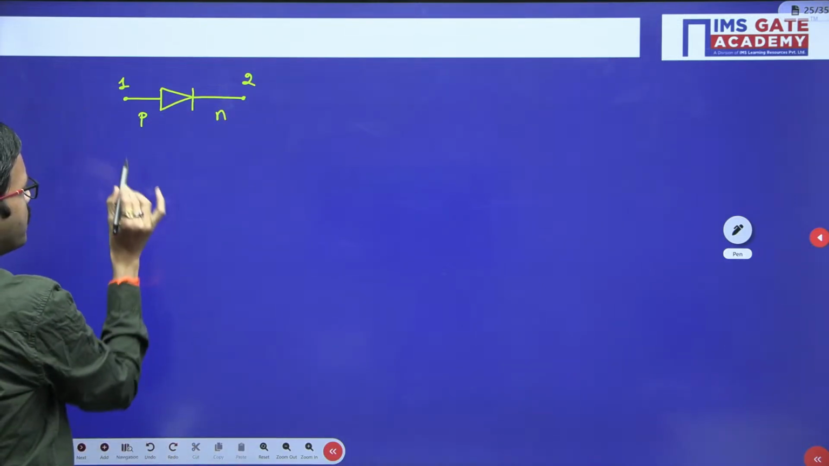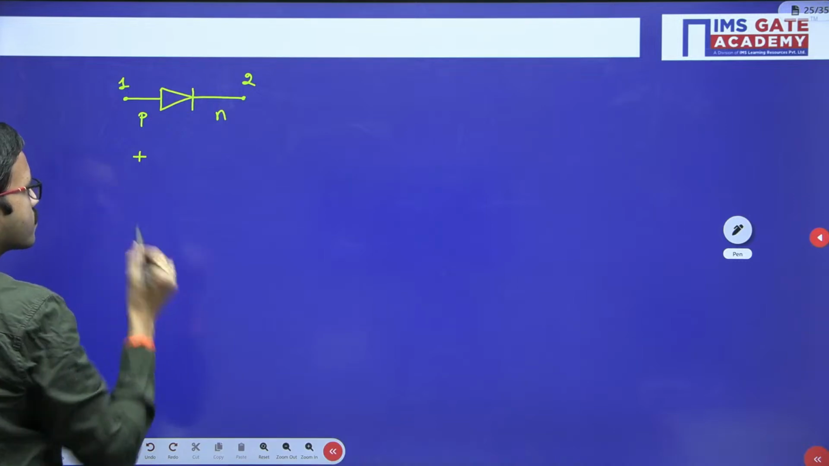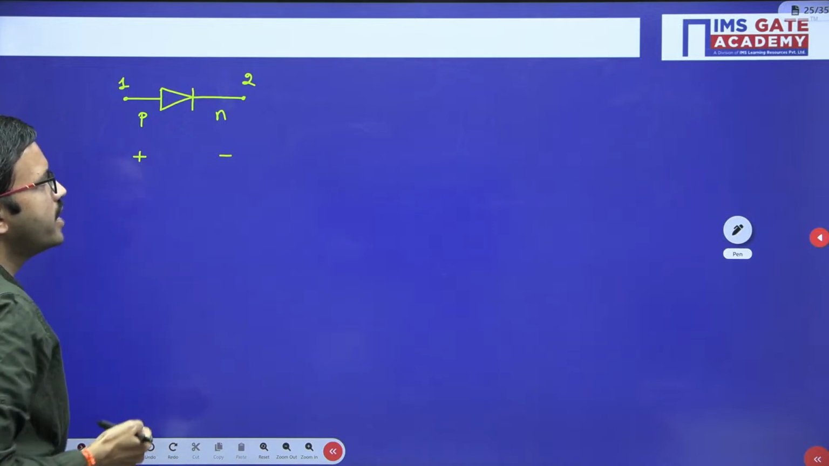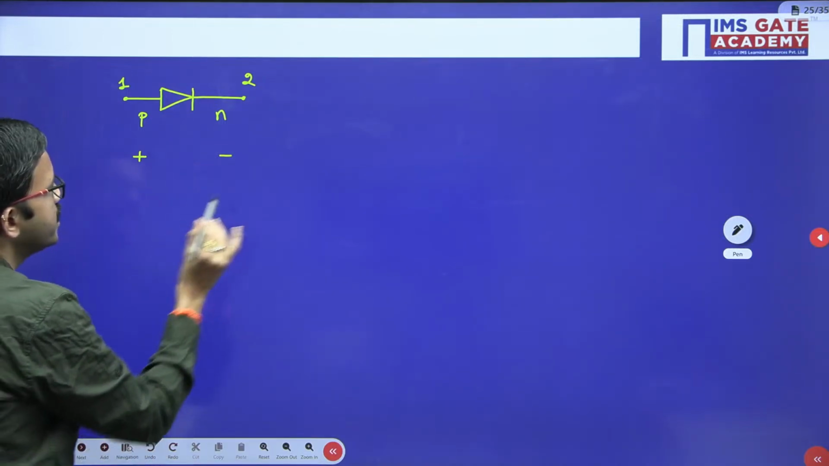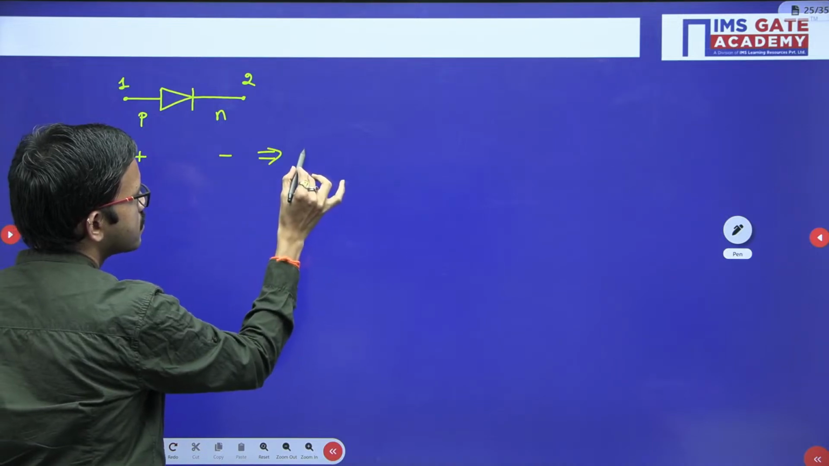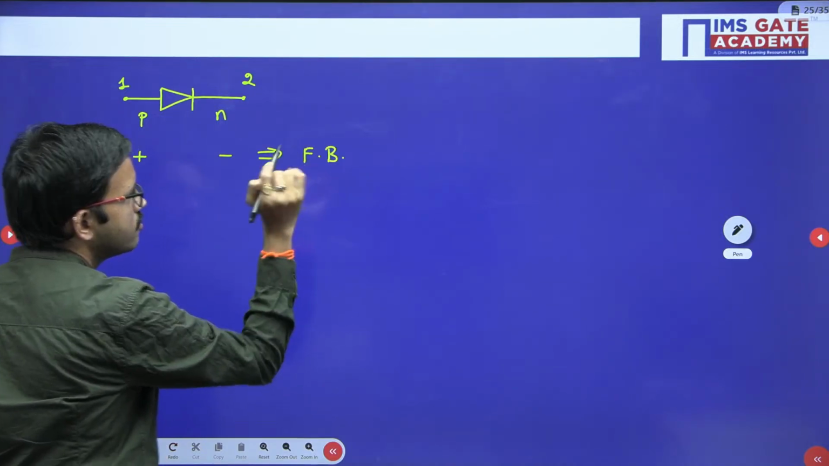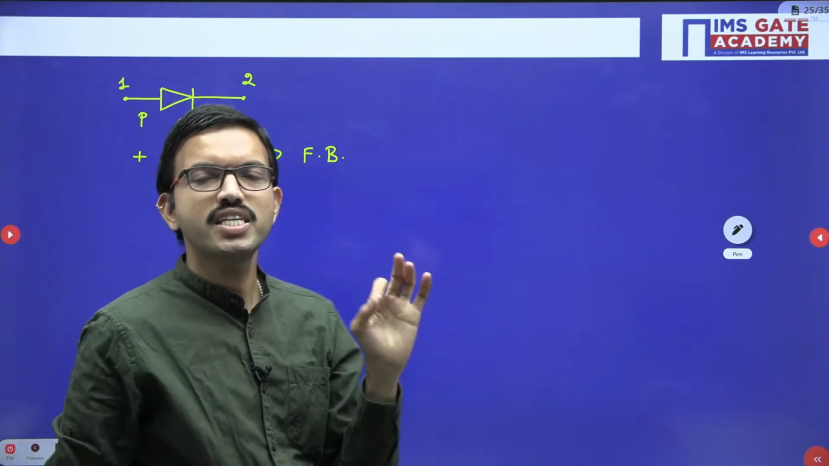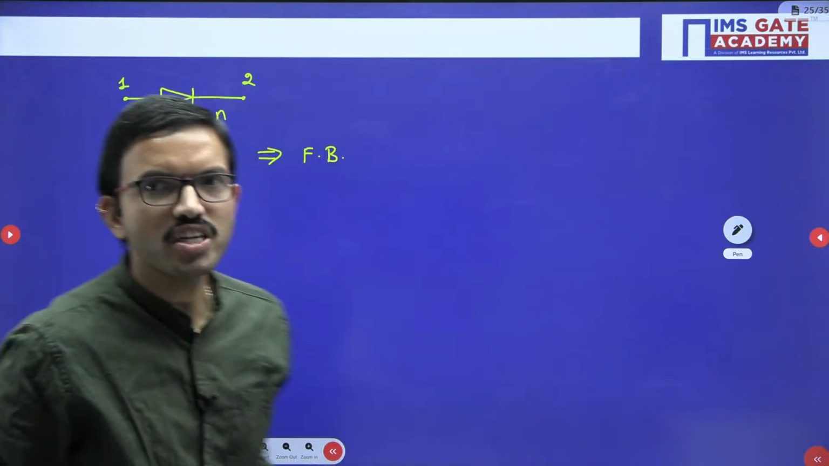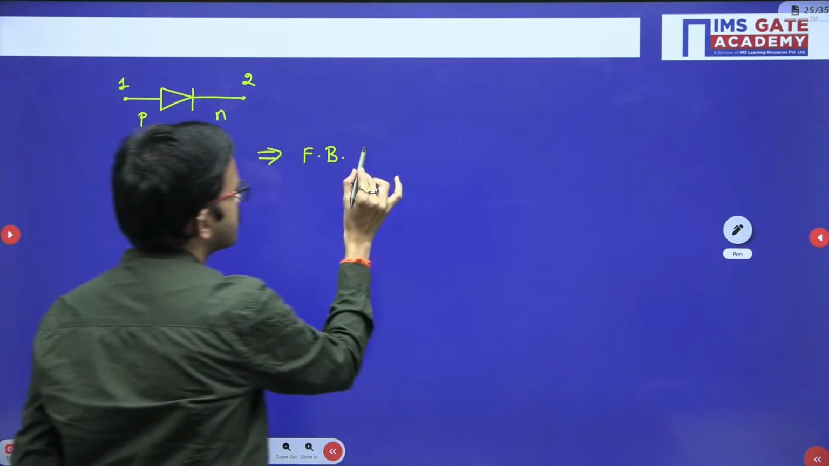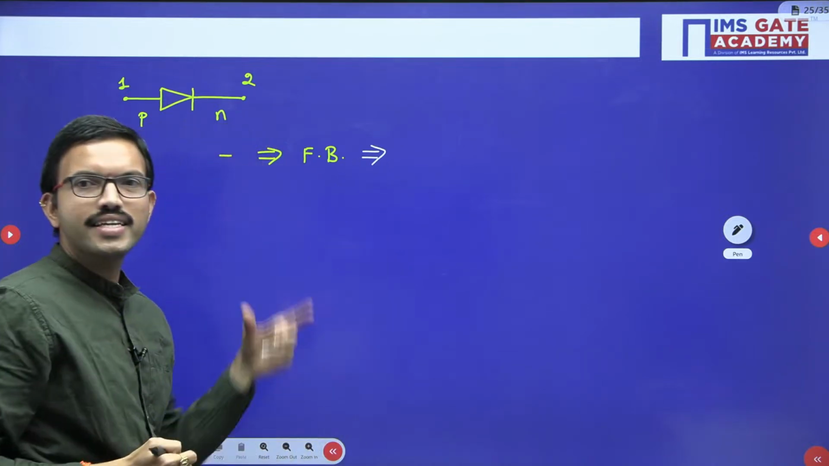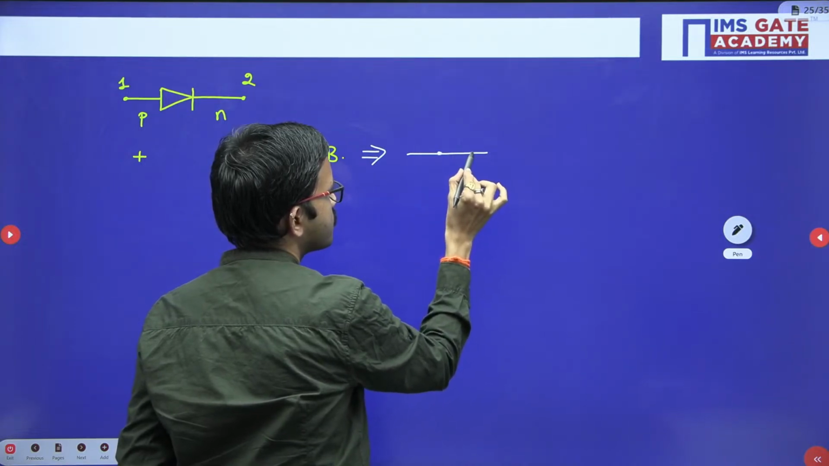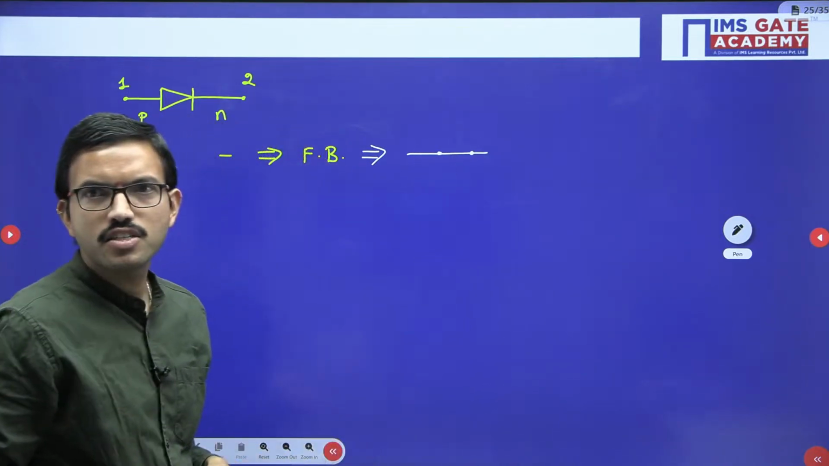When the P terminal is connected to polarity plus and the N terminal to polarity minus with respect to voltage, then in that case the diode is in forward bias. For the time being I have considered the ideal case. Whenever the diode is forward biased, the equivalent circuit we can represent as a short circuit.